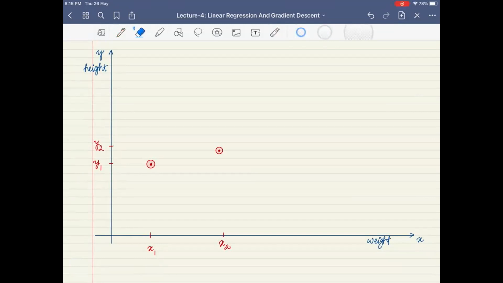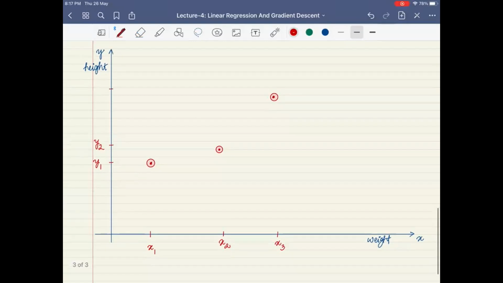Do ask questions if you're confused, because it's impossible for me to understand if you have a question or not. I can't see your faces. I do not know if you're feeling confused or perplexed or something. So do ask questions. Suppose the third point is somewhere here. Suppose this is x3 and this is y3.